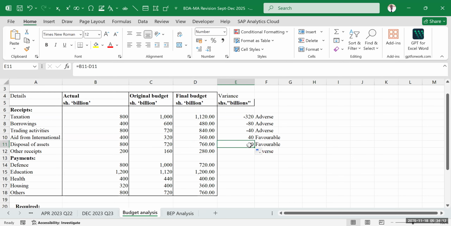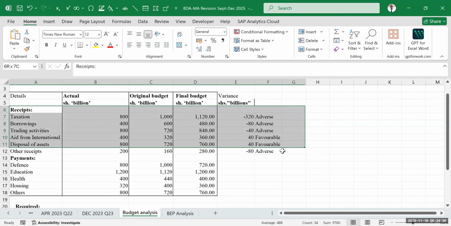Again, if I check on any other receipts from other sources, we expected 280 billion. But to our surprise, we've only realized 200. So from our budget, we are short by 80. That is adverse. So members, I believe you see the logical function, how it works. And we've talked about receipts.